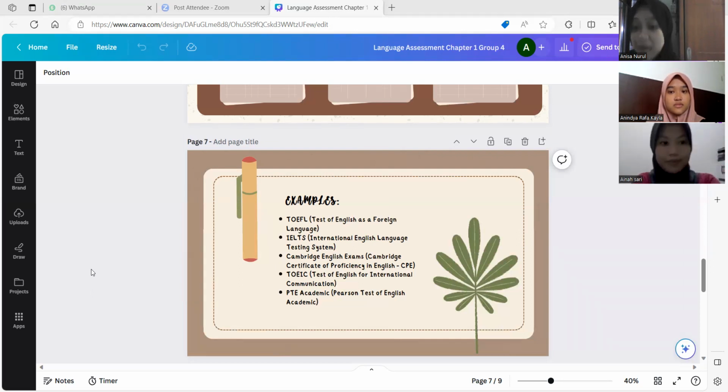And then the last is PTE Academic or Pearson Test of English Academic. This computer-based test assesses English language proficiency for academic purposes and is accepted by universities in many countries. They use advanced technology. So the strength of PTE Academic is that the result is more accurate, and it's usually used for academic purposes and also accepted by universities in many countries.